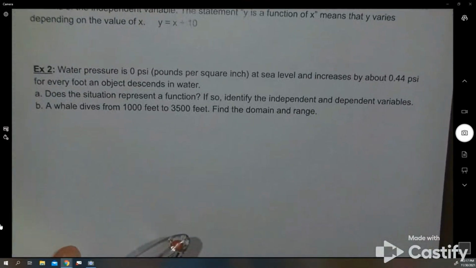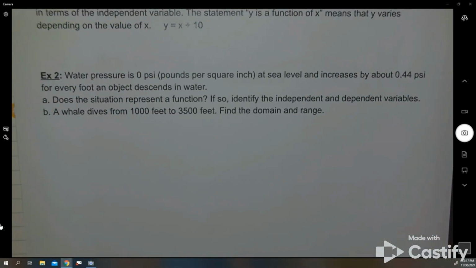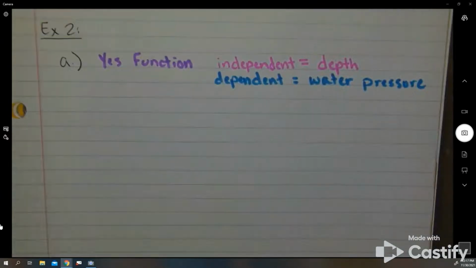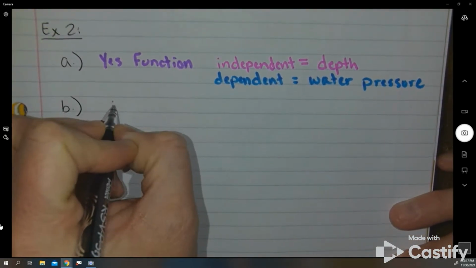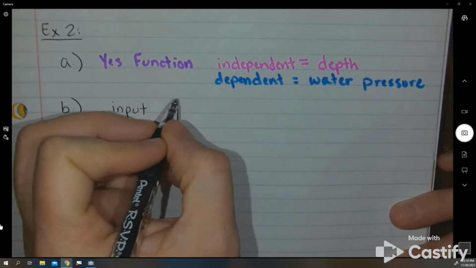All right, so for part B, a whale dives from 1,000 feet to 3,500 feet. Find the domain and the range. So what we're going to do for this one, we're going to make an input-output table. So we've got our input. The middle part here is like the rule.